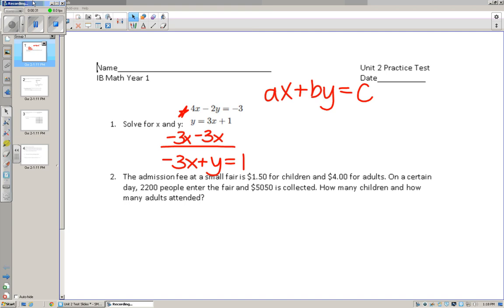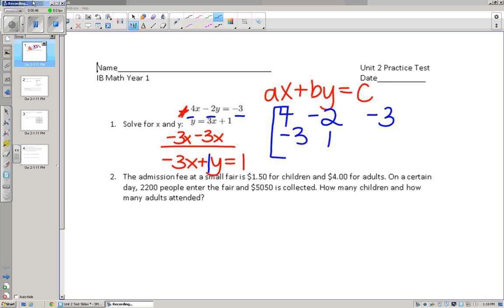Now, since this is a system of equations, we're solving two equations at once, we can go ahead and take the coefficients and put them into our calculator. So it'll look like 4, -2, and -3, and then -3, 1, and 1. This is where you'll go into your calculator, to your apps, your Poly Simultaneous Solver, and you'll just type in those numbers. The solutions, once you do that, will be x equals 0.5 and y equals 2.5.